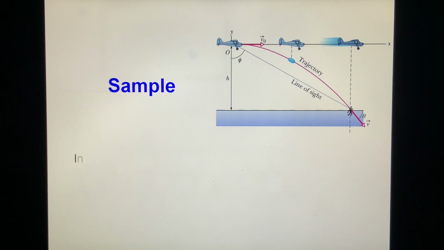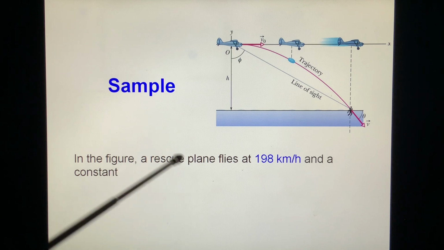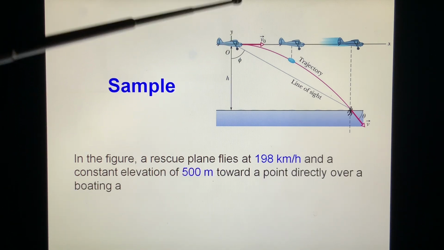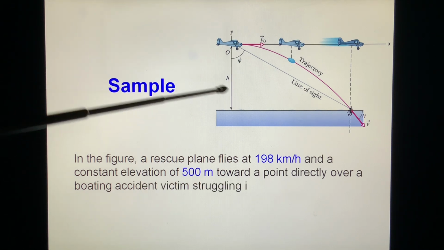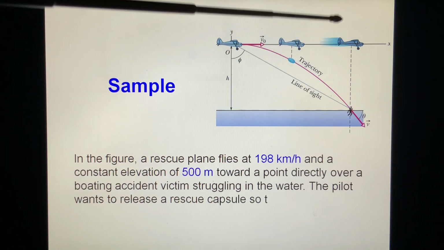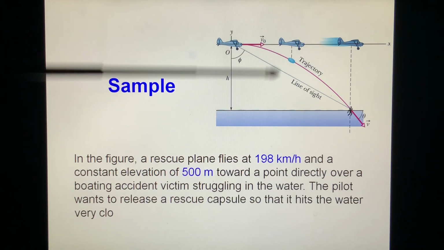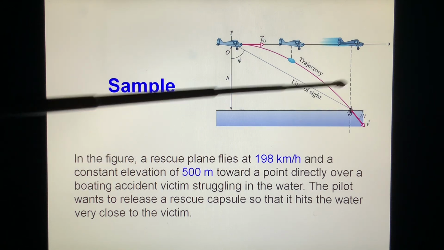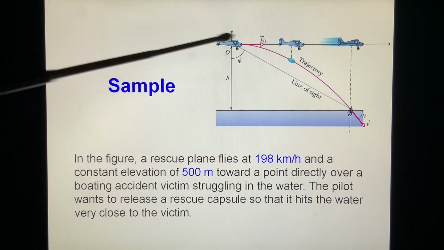Sample. In a figure, a rescue plane flies at 198 kilometers per hour at a constant elevation of 500 meters towards a point directly over a boating accident victim struggling in the water. This is the point. The pilot wants to release a rescue capsule so that it hits the water very close to the victim.